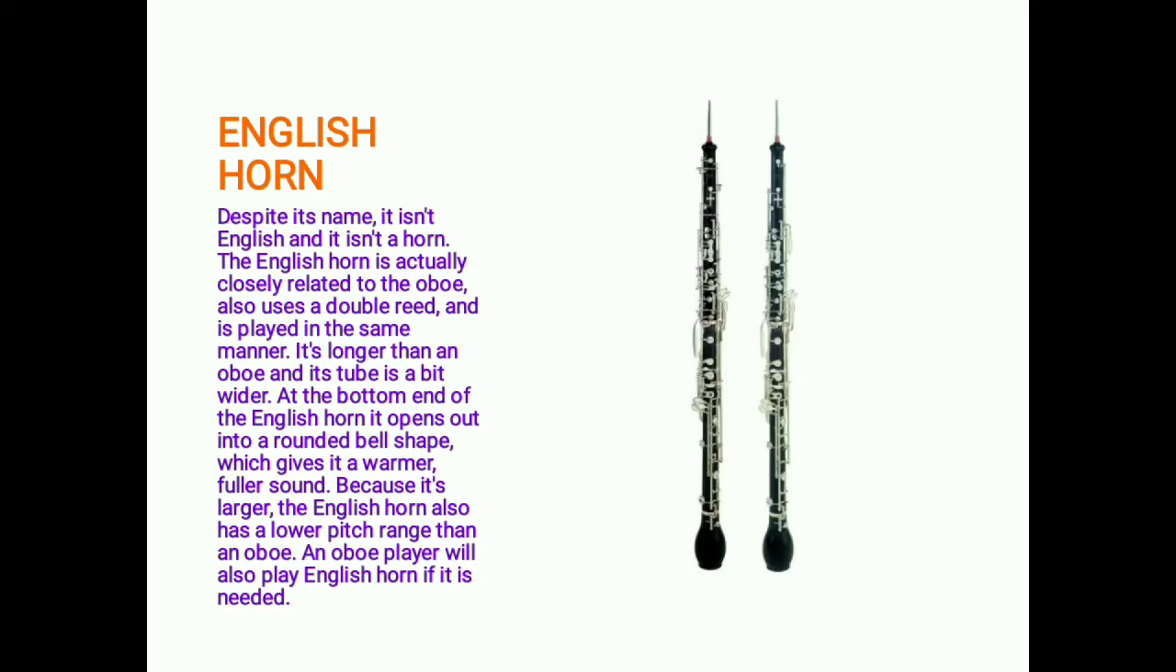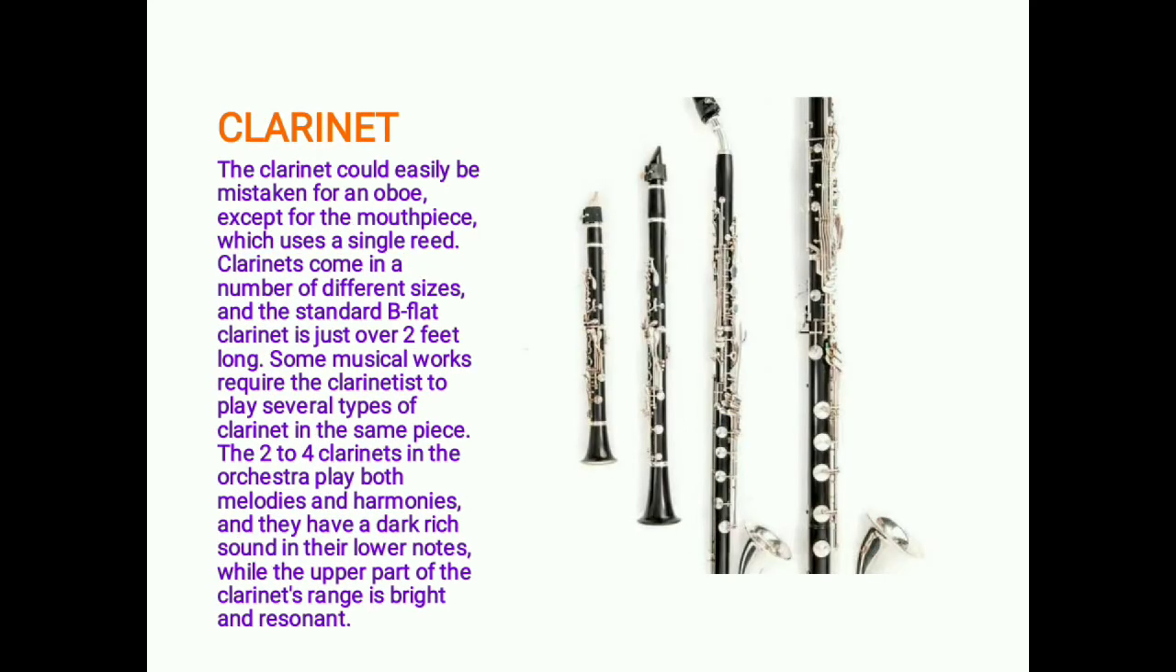English horn. Despite its name, it isn't English and it isn't a horn. The English horn is closely related to the oboe, also uses a double reed, and is played in the same manner. It's longer than an oboe and its tube is a bit wider. At the bottom end of the English horn, it opens out into a rounded bell shape, which gives it a warmer, fuller sound. Because it's larger, the English horn also has a lower pitch range than an oboe. An oboe player will also play English horn if it is needed.